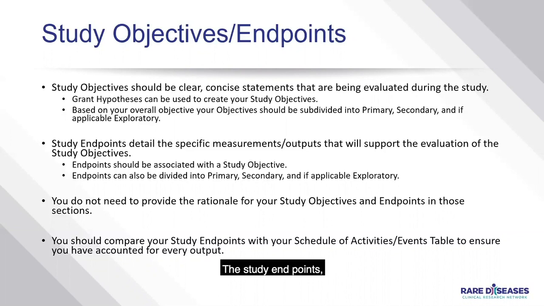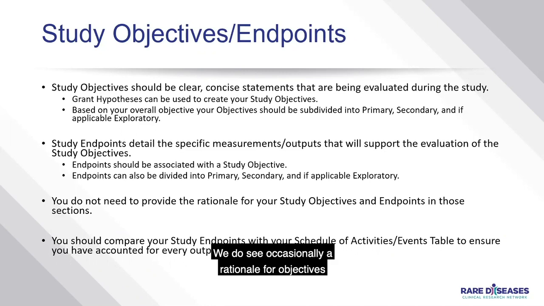The study endpoints should detail the specific measurements or outputs that will support the evaluation of your study objectives. So each study endpoint should be associated with a study objective, and since they're associated, these endpoints can be divided into those same primary, secondary, and even possibly exploratory categories.